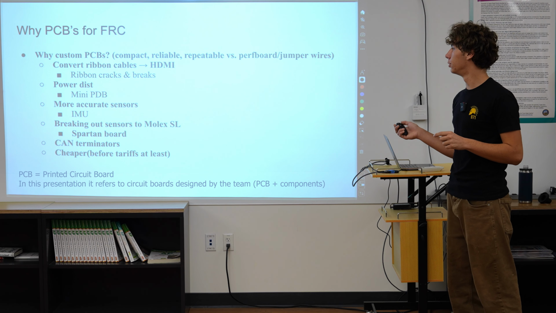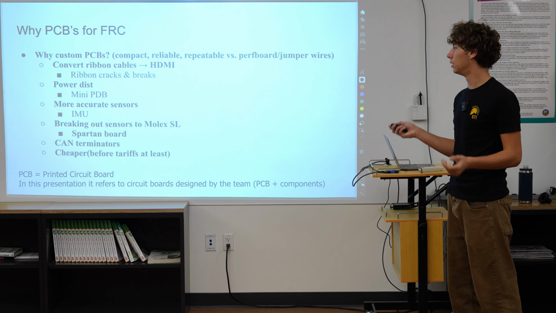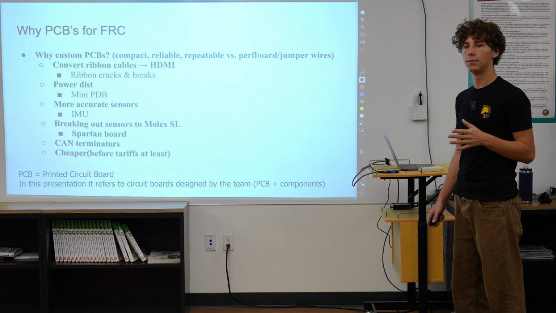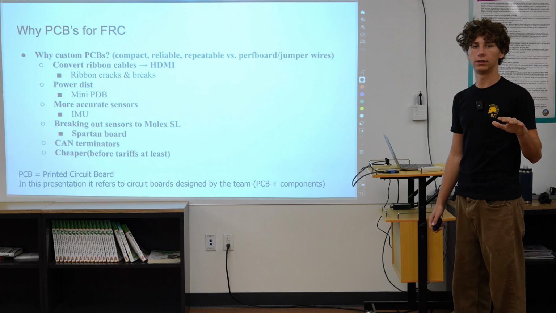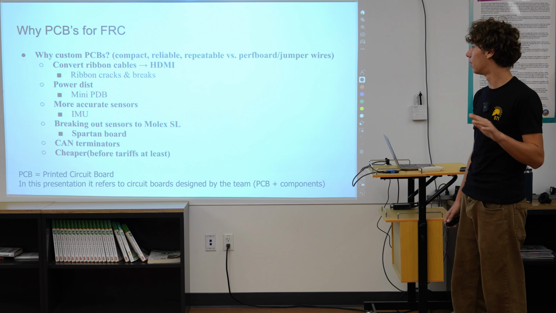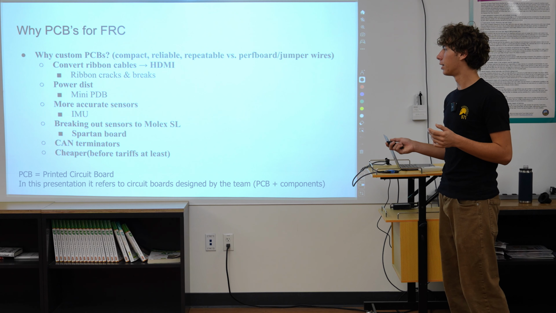Another thing is power distribution. We've made multiple power boards. One of the most notable ones is the mini PDB, which basically we don't use it as a VRM because it doesn't have like the 5-volt setting, but it distributes 12 volts to around our robot for CAN coders and stuff like that. More accurate sensors.